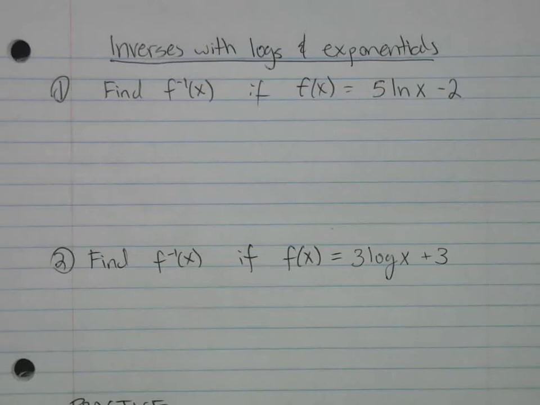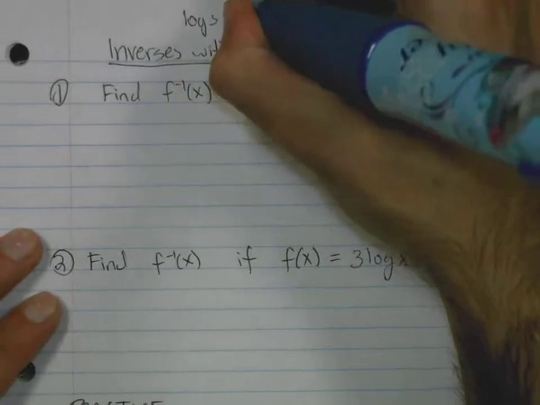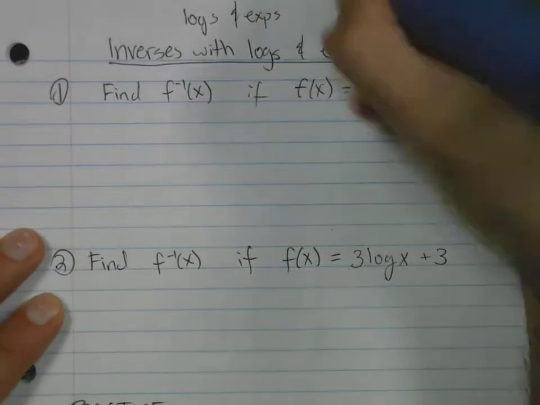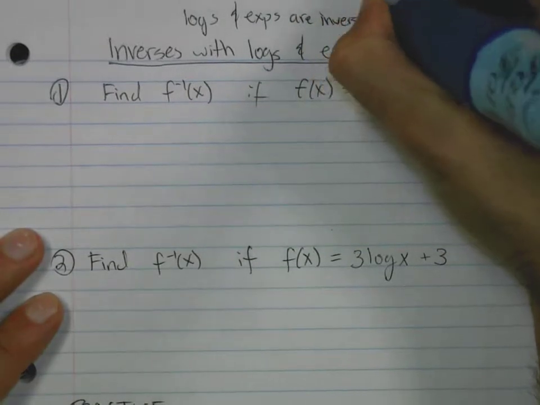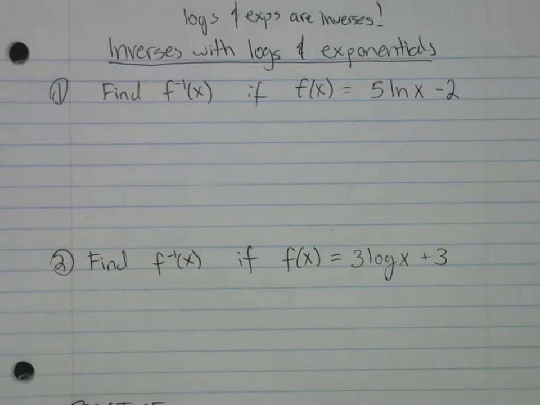The basic assumption here is that logs and exponentials are inverses. They're inverses, so that's how we can find them. That's how we can find the inverses, by taking the log if it's an exponential, or doing the exponent if it's a log. Copy this down.